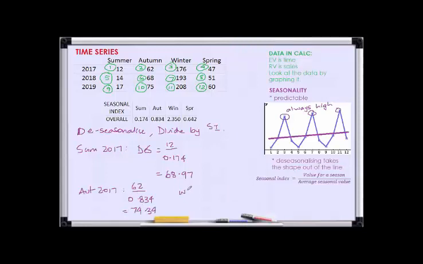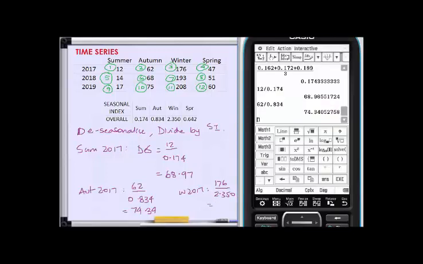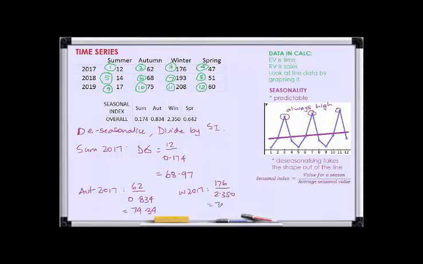For winter 2017, it's going to be 176 divided by the seasonal index, which is 2.350, and that will be 74.89, and so on. Spring is going to be 47 divided by 0.642.